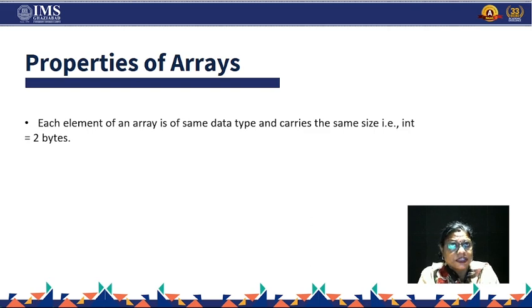The value will be stored of the same data type, like integer. And what will be the size of an integer? It is 2 bytes. That means each index number or each element will occupy 2 bytes of size.